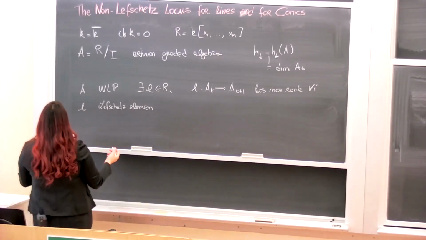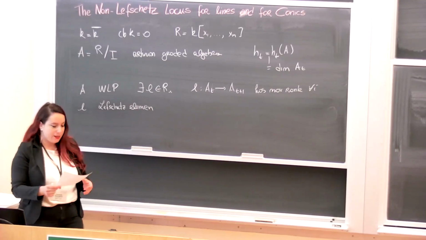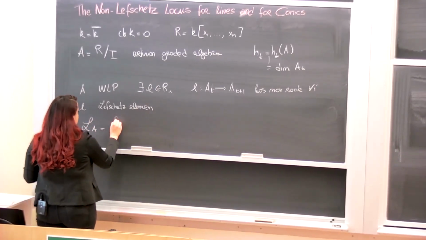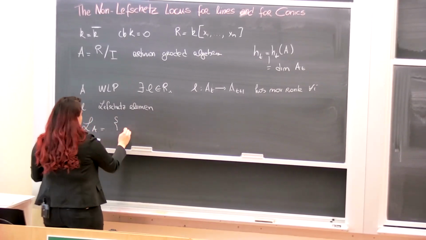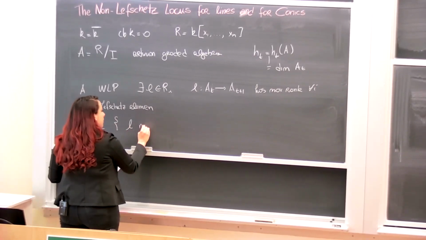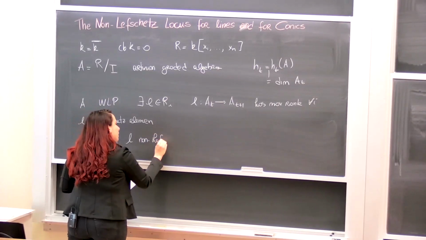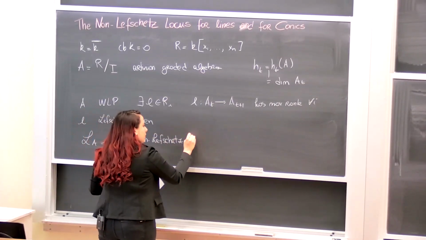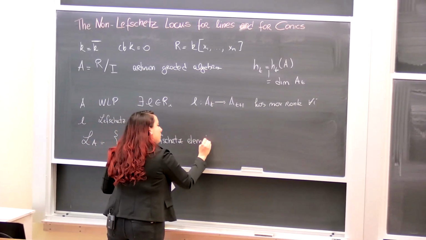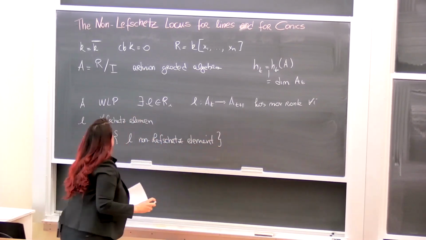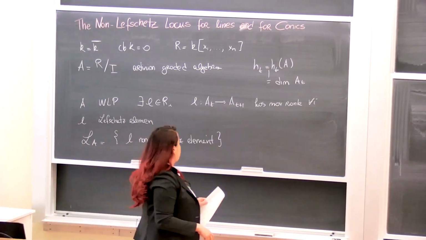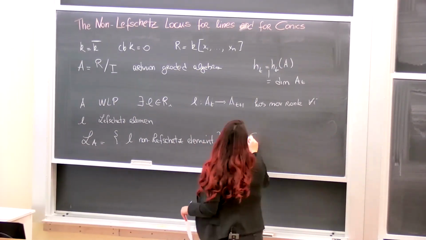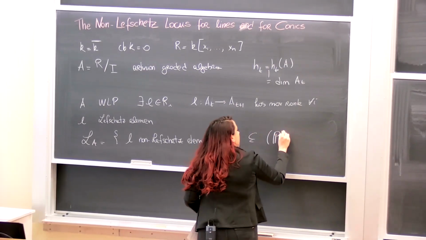So Boij, Migliore, Miró-Roig, and Nagel studied the non-Lefschetz locus, which is defined as the set of L such that L is not a Lefschetz element. And the study gives the non-Lefschetz locus a subscheme structure as a subscheme of P^(n-1) dual.